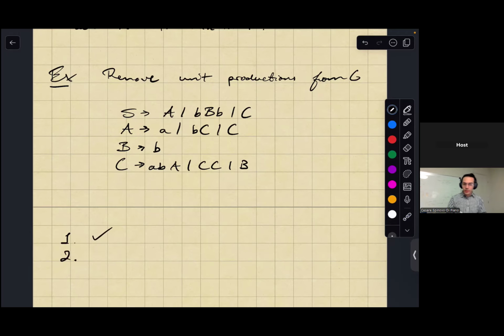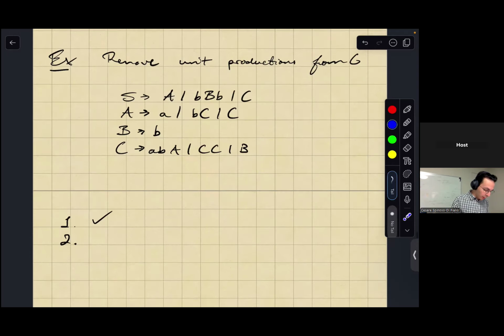Now two is the slightly more sophisticated or slightly more complicated step where I have to find pairs of variables which are unit production linked. So the immediate ones are the ones that are linked by a single derivation step. So that's here, S gives me A. So I have S gives me A, S gives me C, A gives me C, and then C gives me B.